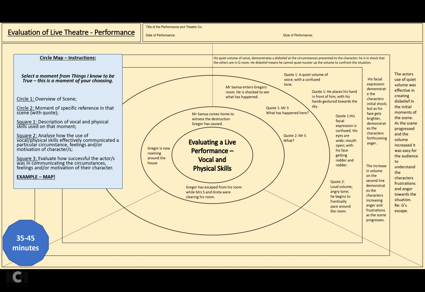I'm happy to go through this with you, but you're selecting your own moment this time. You're giving your overview of the scene, and then you talk about 3 moments in specific detail, describing the vocal, physical and space skills or terminology that is appropriate to that. You analyse those moments, and then you evaluate them and how successful they were in communicating the character to the audience.